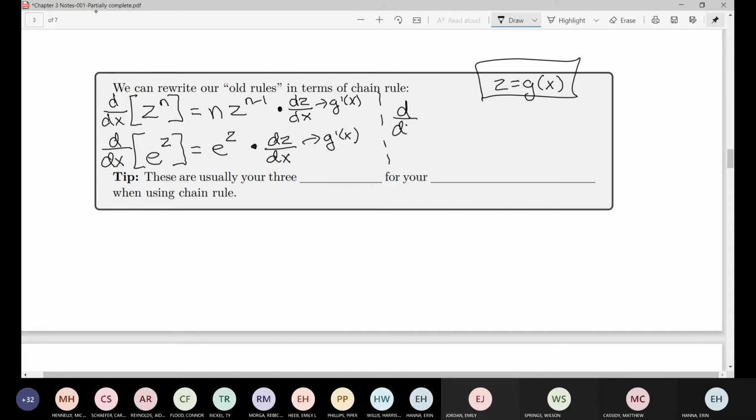And then we also had the derivative of the natural log. So say we have the natural log of z, so it's something different than just a singular x or a singular t. Well, we would have 1 over z from the original rule that we had, but now our chain rule says we have to take the derivative of that inside piece. And again, you can think of that as a g prime of x if you prefer.